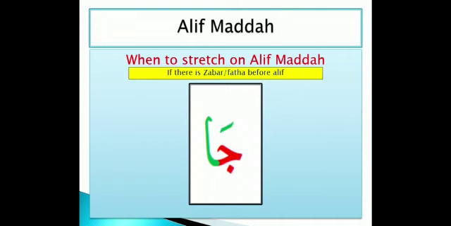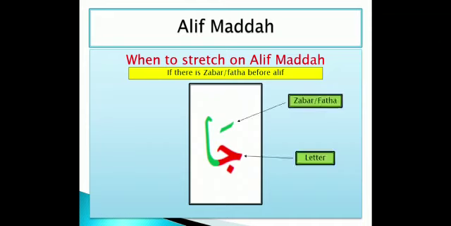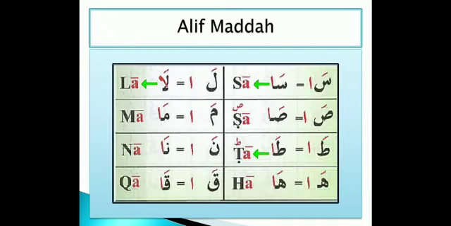there's a zabar, a fatha, and after that there's an alif. So if there's a zabar fatha before the alif, then you will stretch. You have a letter, and on top of the letter there is a zabar fatha, and then you see the alif after it, then you will stretch alif madda. As you can see in these examples, all the letters have zabar, and after the zabar there is alif, so you will stretch on the alif, and this is alif madda. For example, sa, sa, ta, ha, and likewise to the end.